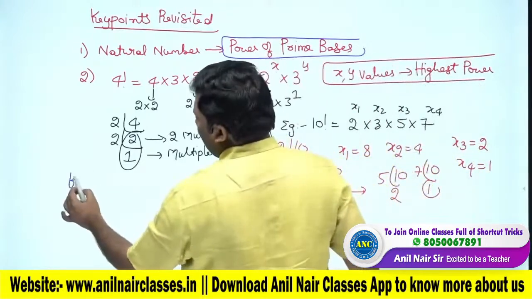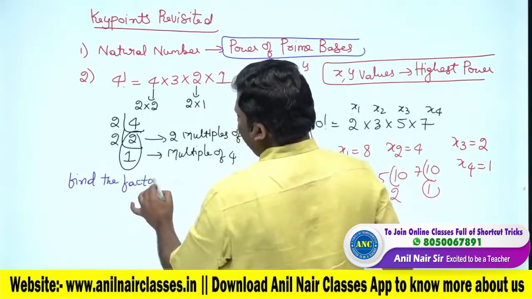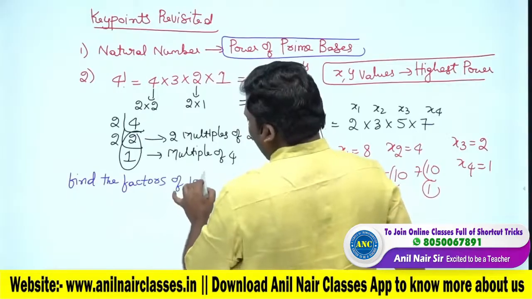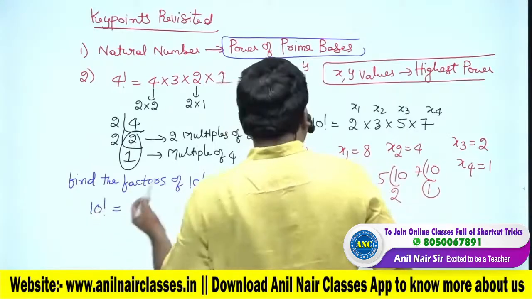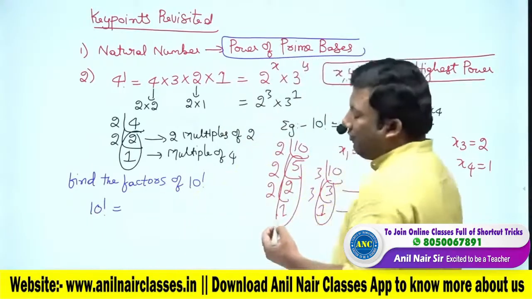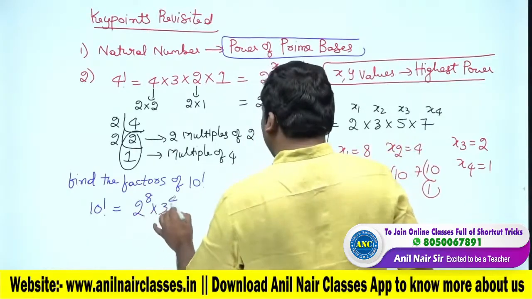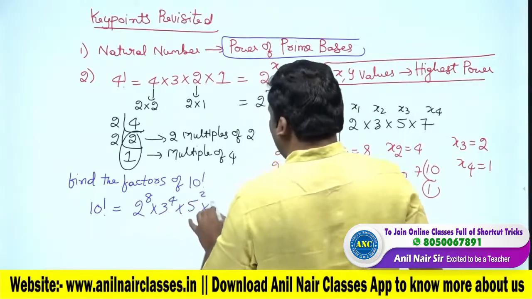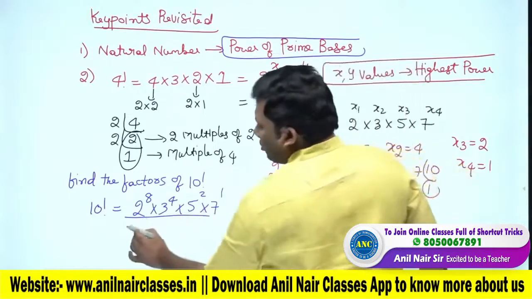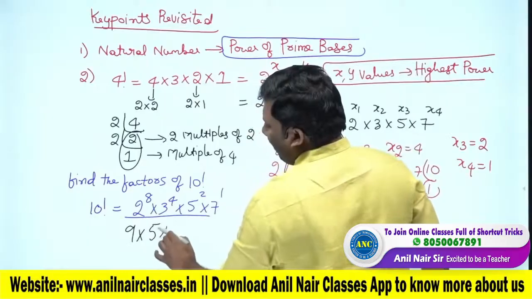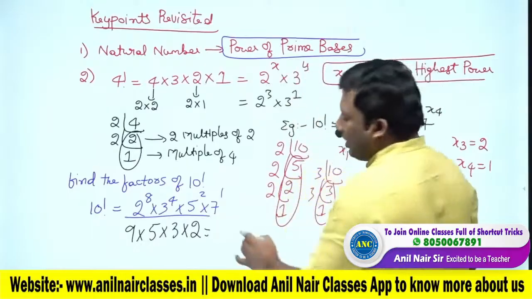Third, suppose the question is asked like this: how many factors are there for 10 factorial? What are all the prime numbers from 1 to 10? 2 power, how much we got? 8. 3 power we got 4. 5 we got 2. 7 we got 1. How many factors are there for this number? 0 to 8, 9. 0 to 4, 5. 0 to 2, 3. 0 to 1, 2. 9 5s are 45, 45 6s are 270.